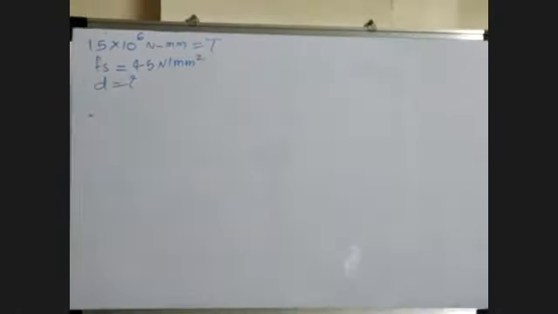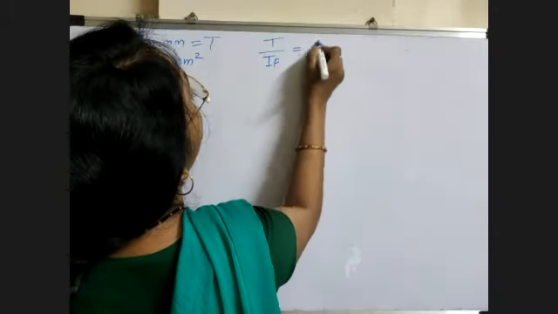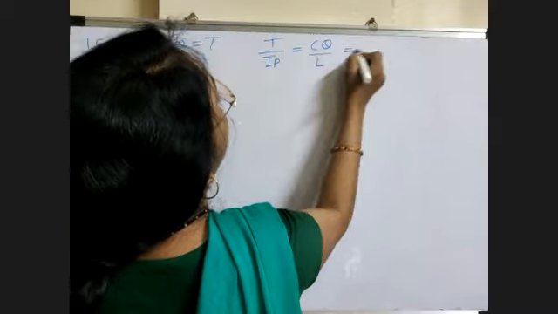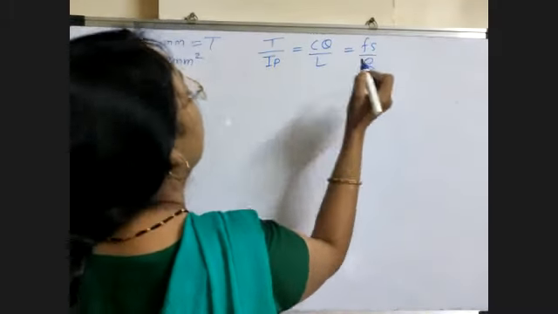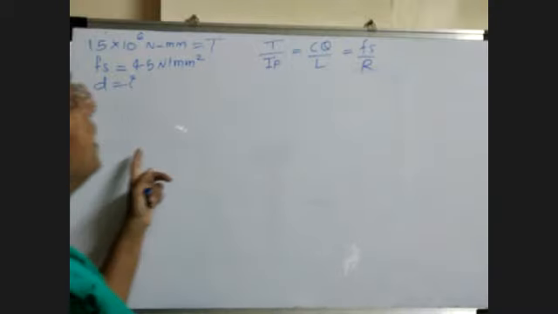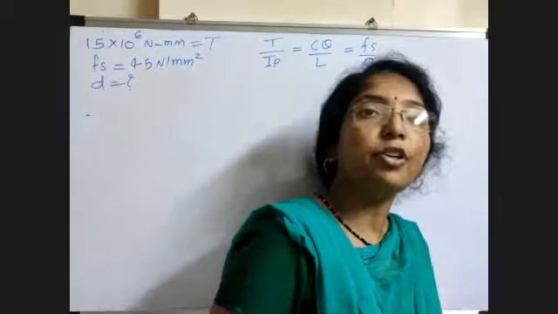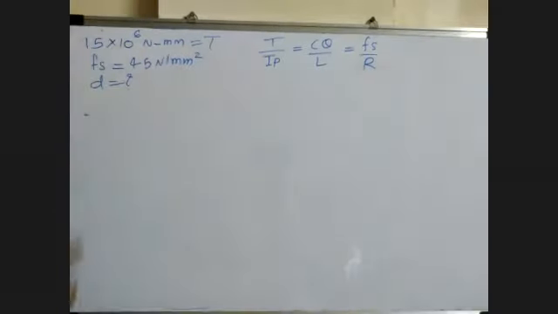Now we have to see. First, we check whether the shaft is a solid shaft or a hollow shaft. Now this shaft is a solid shaft. Now what is our torsional equation? T upon IP is equal to C theta upon L is equal to Fs upon R. We have to write this equation. First we saw whether the shaft is solid or hollow, and after that, the torsional equation. Now we look at the given things.